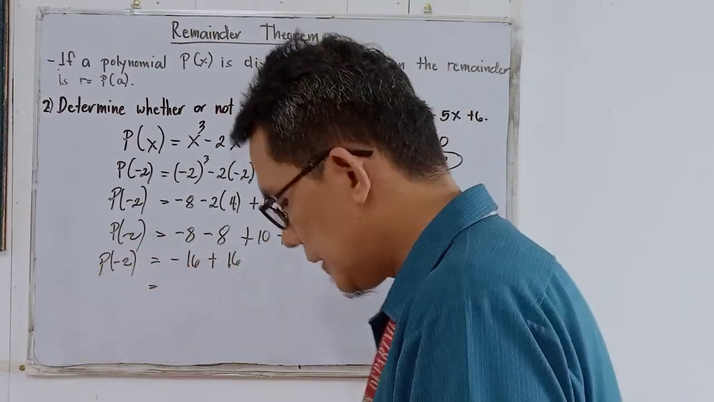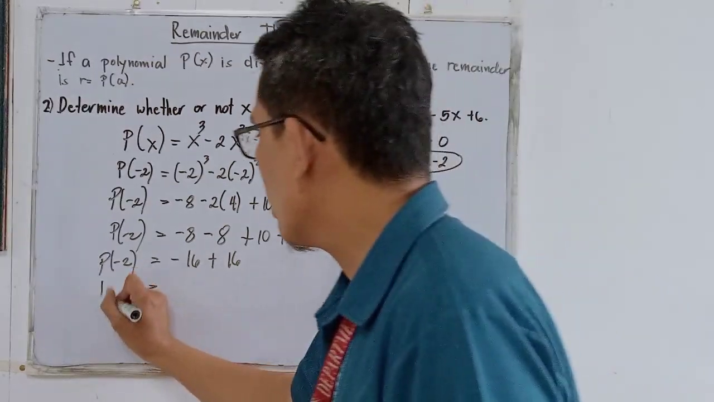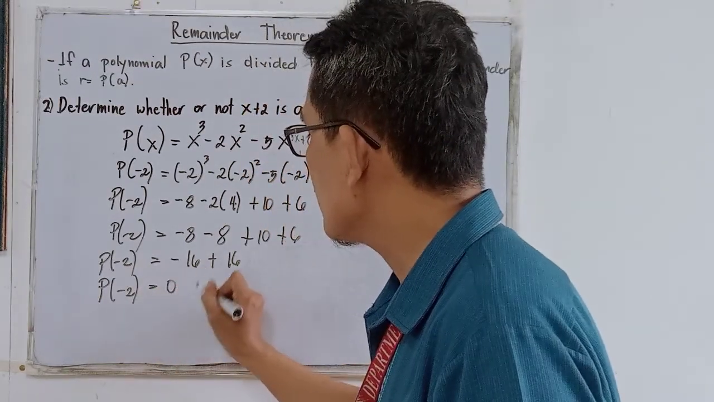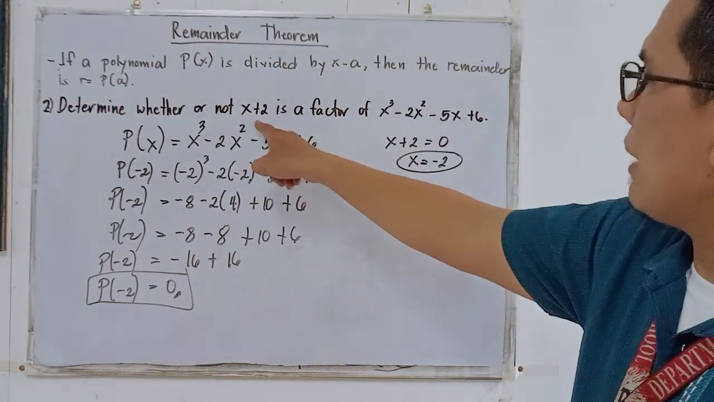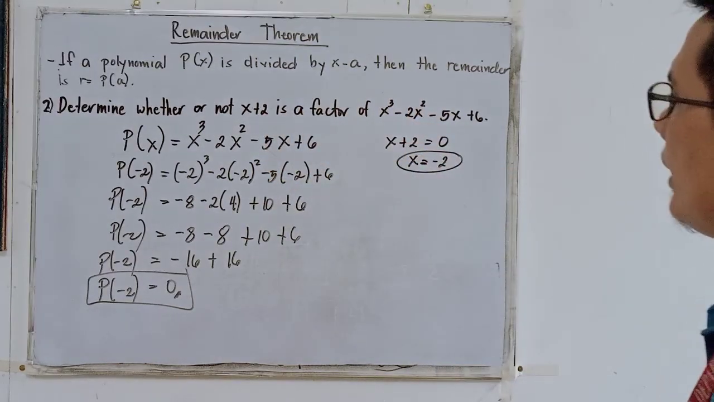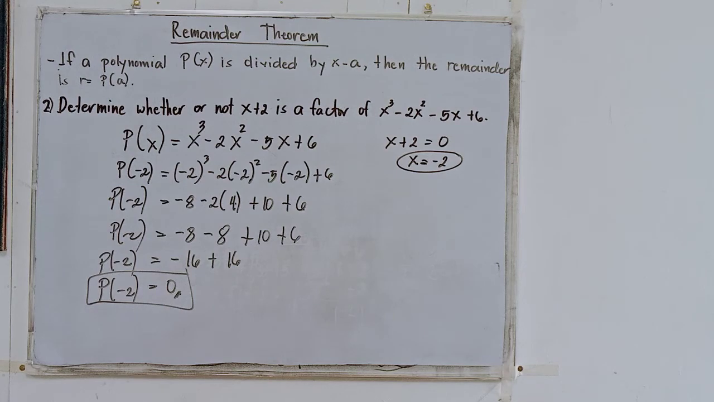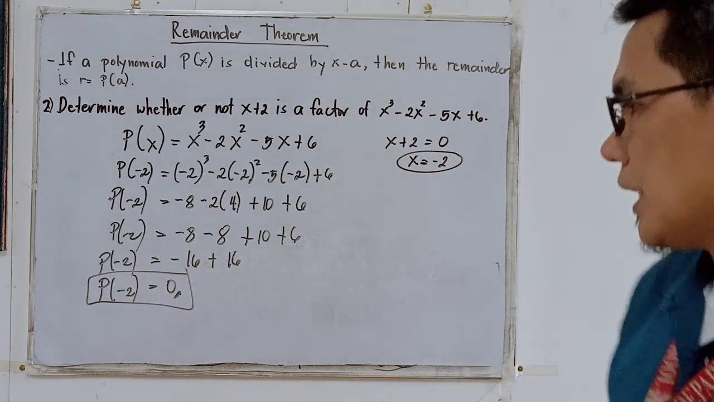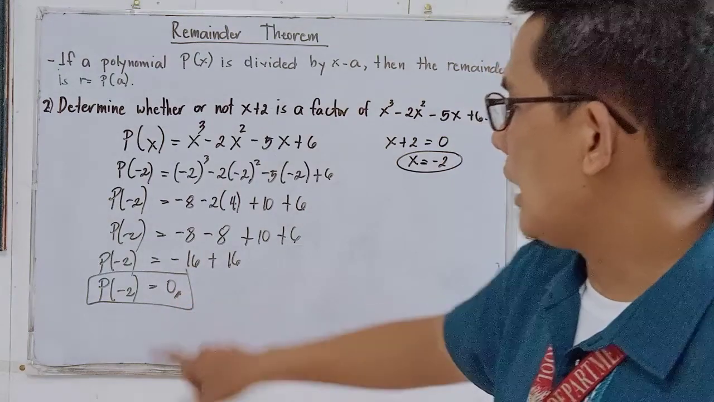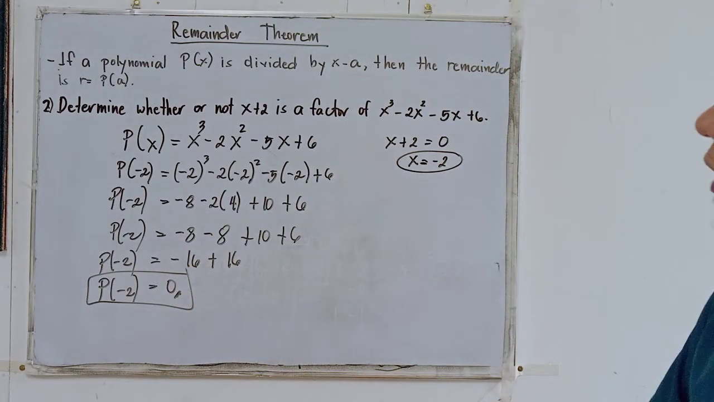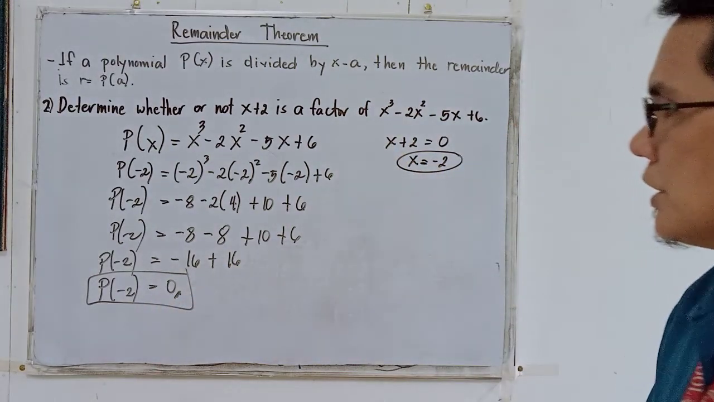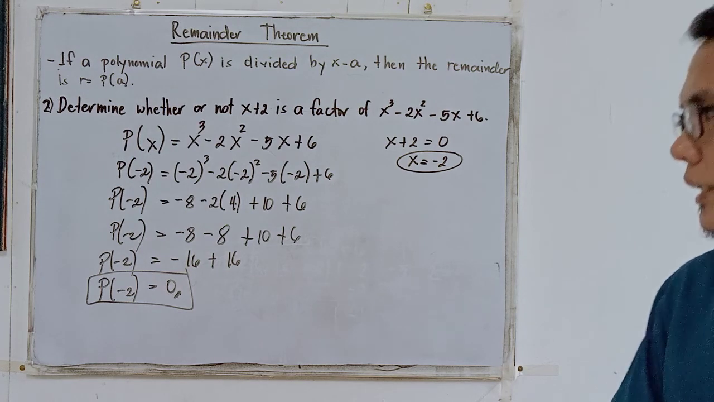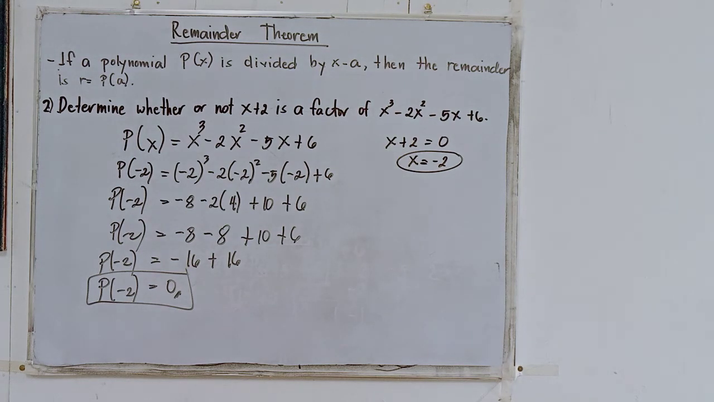So what is negative 16 plus 16? So therefore, our p of negative 2 is 0. So if we get 0 here, it means that our x plus 2 is a factor of our p of x, x cubed minus 2x squared minus 5x plus 6, since our final answer after we substitute x equal to negative 2 is 0. So that is how we are going to identify if a given divisor, or a given binomial, is a factor of our p of x.